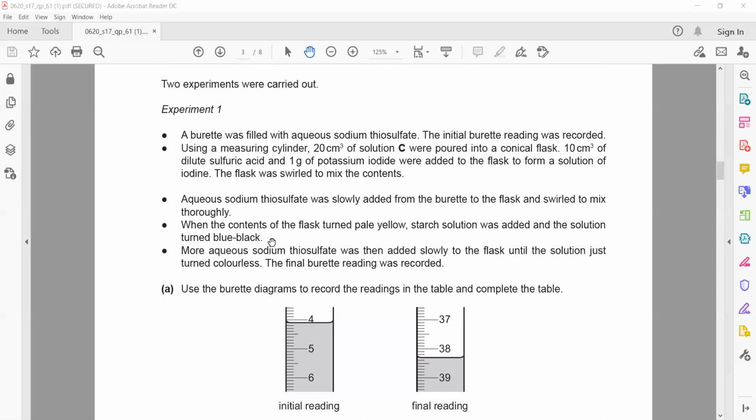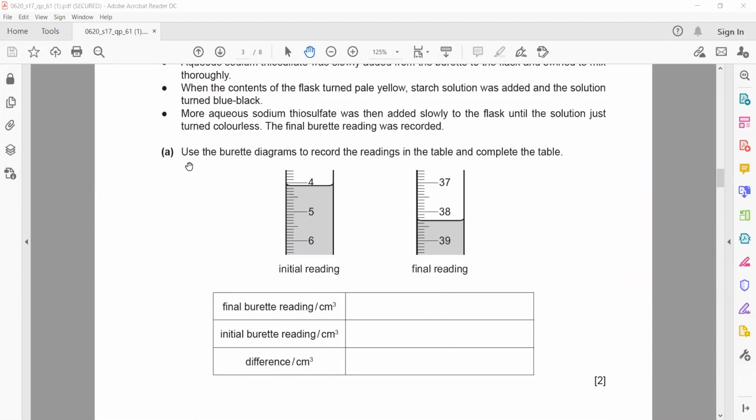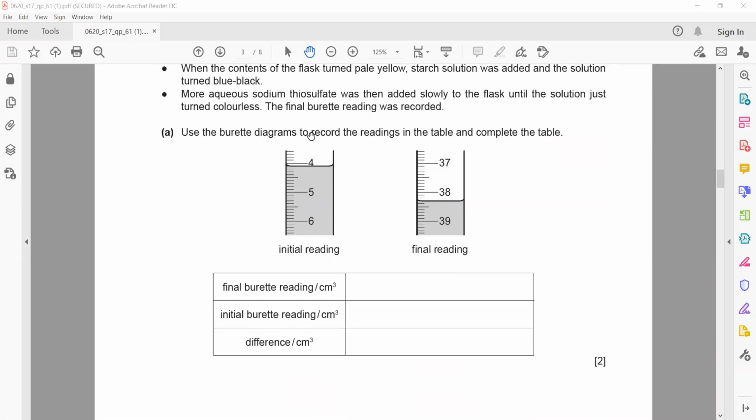Then in the question, use the burette diagram to record the readings in the table and complete it. What is the initial reading, the starting reading of the burette? What is this value? So the initial reading is 4.1. What about the final value? The final reading?